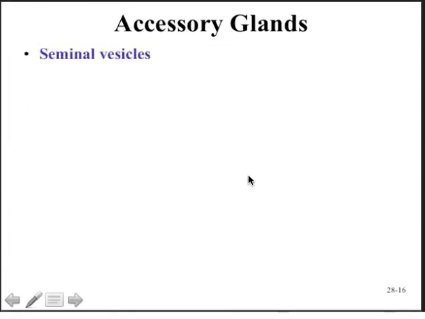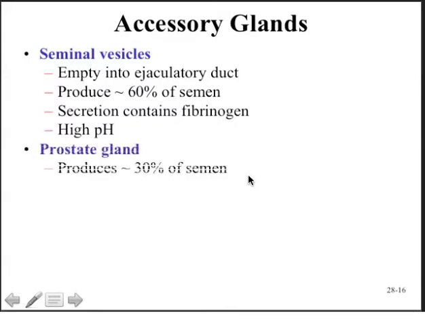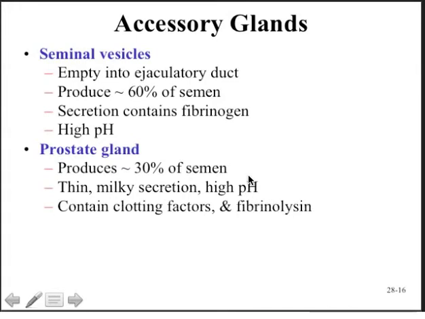Okay, the accessory glands are designed, again, to facilitate semen production. The seminal vesicles empty into the ejaculatory duct and make 60% of the volume of semen. Secretions also contain fibrinogen. The pH is again alkaline so that the sperm don't die. The prostate makes another 30% of the semen. It's a thin, milky secretion with a high pH that contains clotting factors and fibrinolysin. The purpose of the fibrinolysin, of course, is to break apart the fibrin that forms as a temporary plug after the semen enters the female reproductive tract.